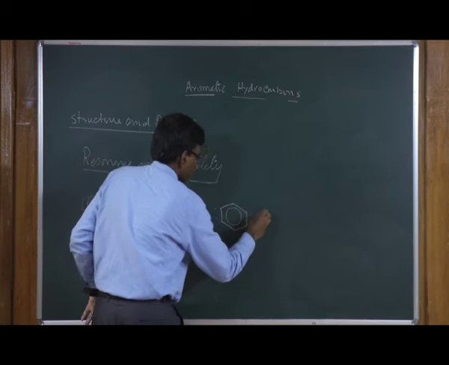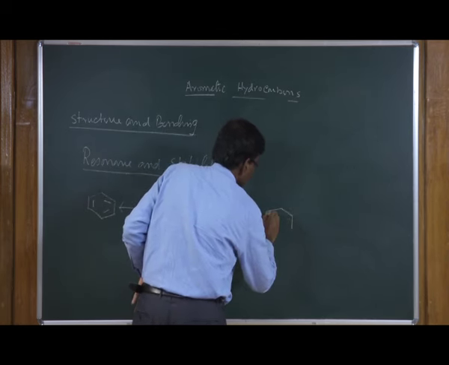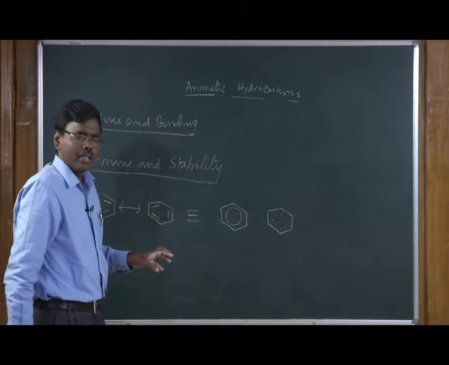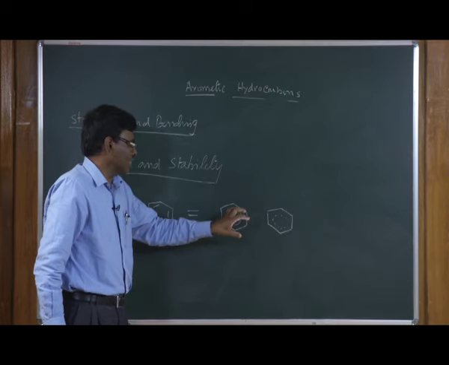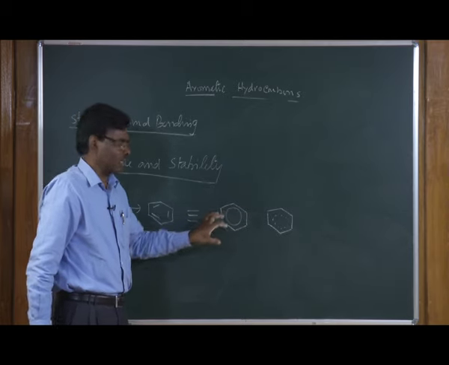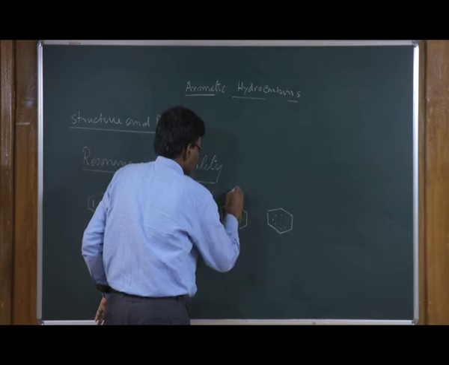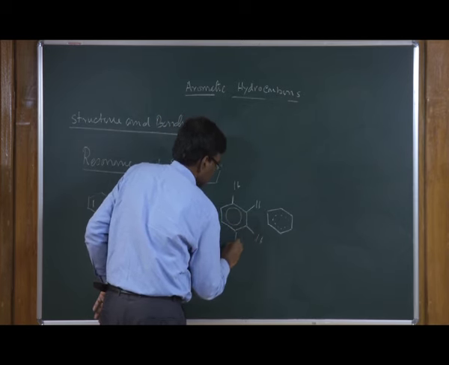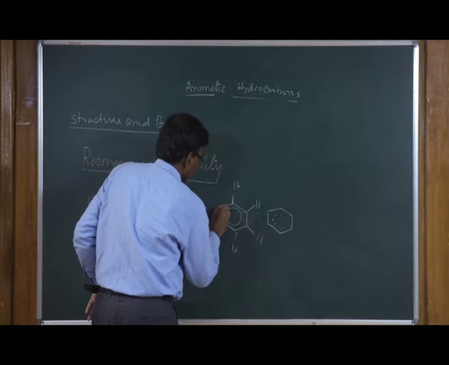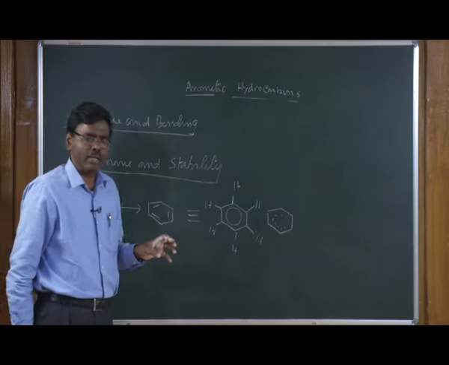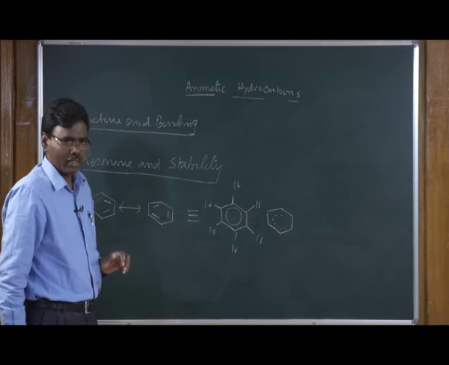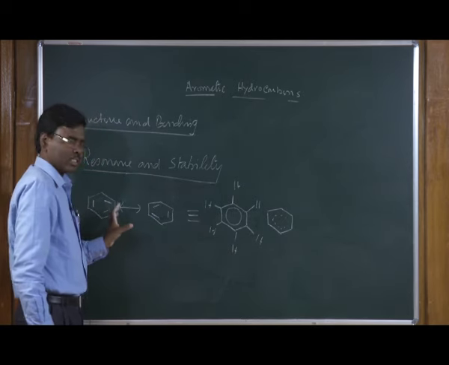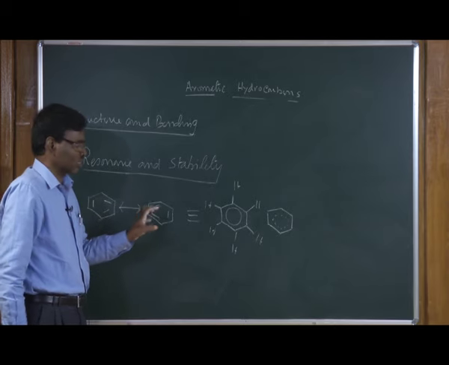It can be written like this, or like this. This means the electron density is equally distributed over all the carbon atoms, and that leads to extra stability of benzene and makes the carbon-carbon bond length and CH bond length uniform in the benzene ring. So, benzene is a hybrid of resonance structures, and that makes benzene more stable.